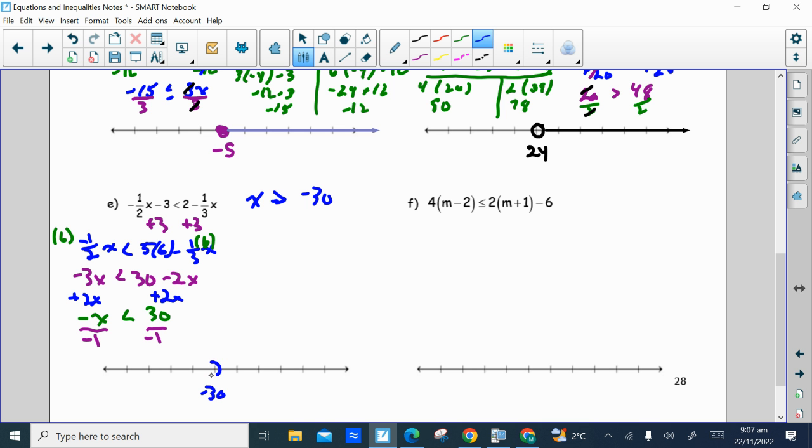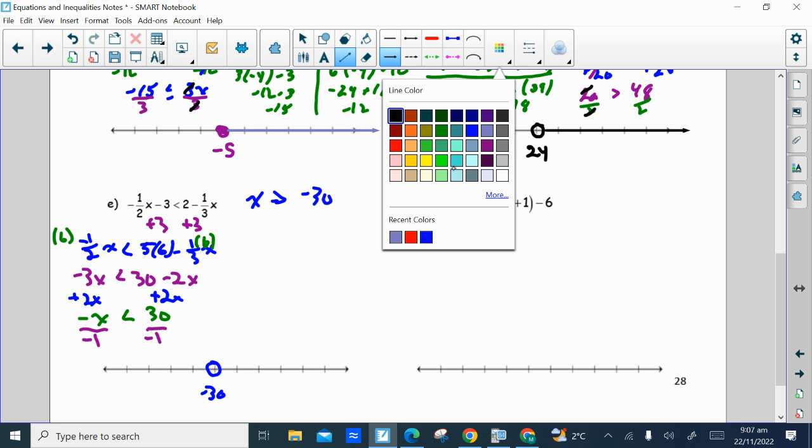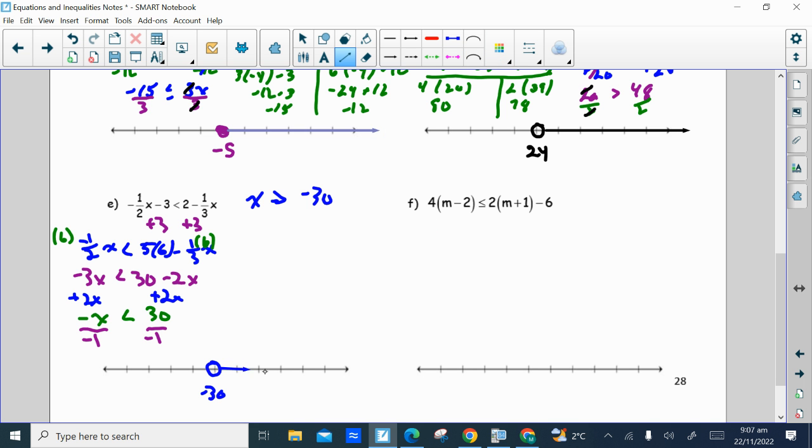If we put negative 30 in the middle, that dot will be open because it's not included. x is only greater than negative 30, not equal to. And because it's greater than, the arrow goes off to the right.